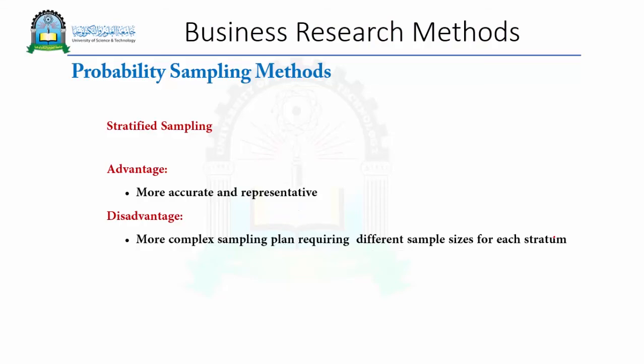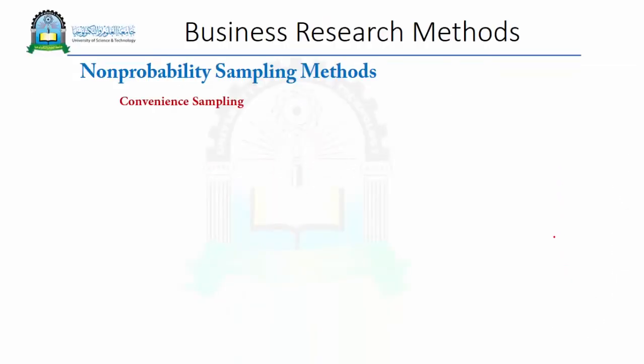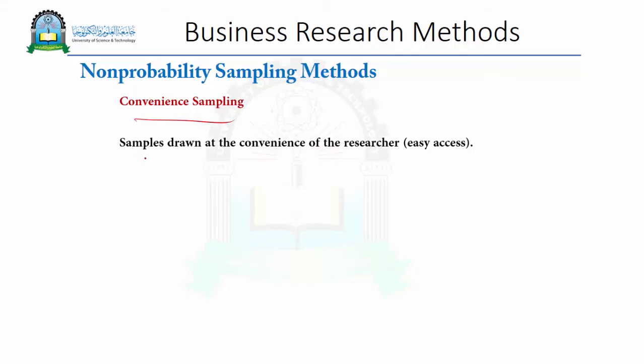The second method of sampling is non-probability sampling, and I said this method is for qualitative research, because the chance is not known and the chance is not equal for the population to be chosen. The first one is convenience sampling, a sample drawn at the convenience of the researcher, or easy access. So the people the researcher can reach can be included.